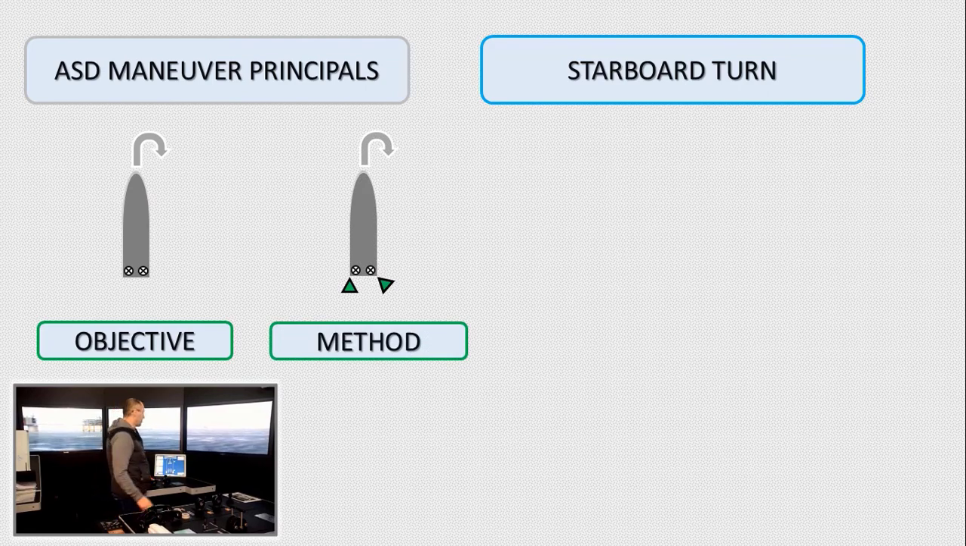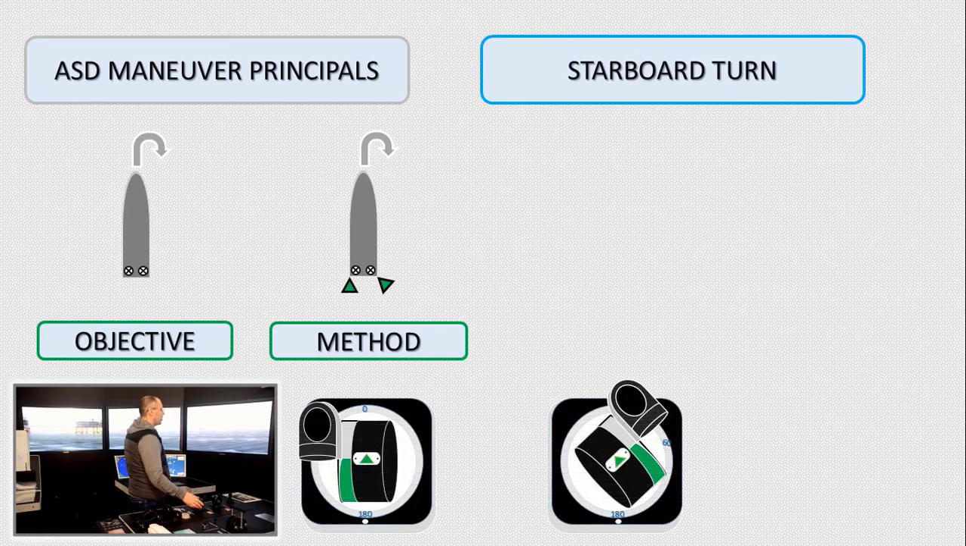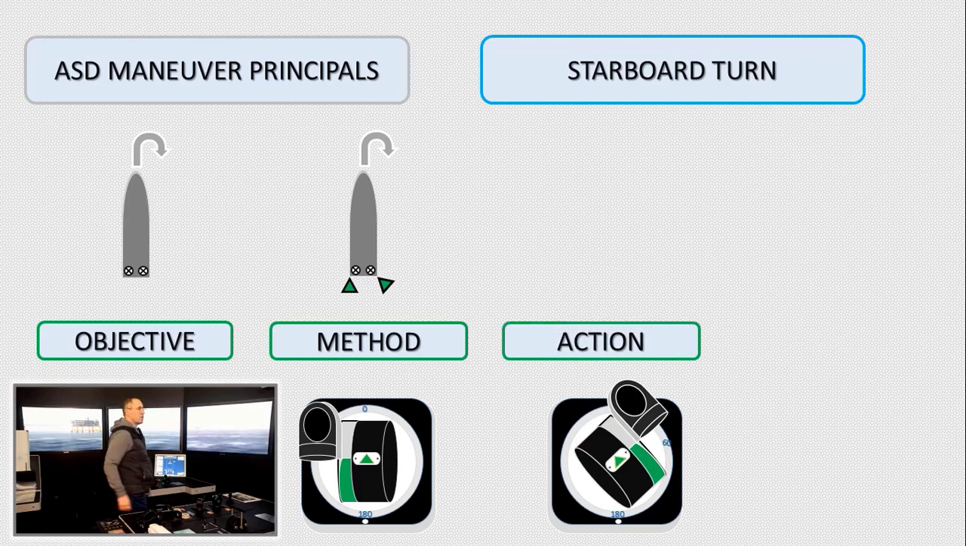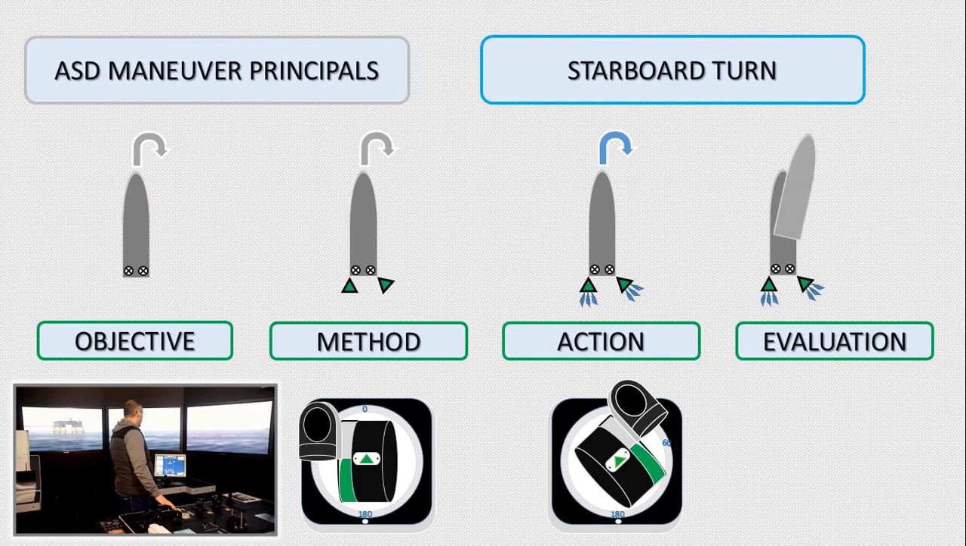Now, when thrust is implemented, I would like to make a starboard turn, and I'm using the starboard engine to move my stern to port, having the bow go to starboard. And now I try to evaluate the rate of turn that I have, for example 23 degrees per minute, and is it suitable for me?